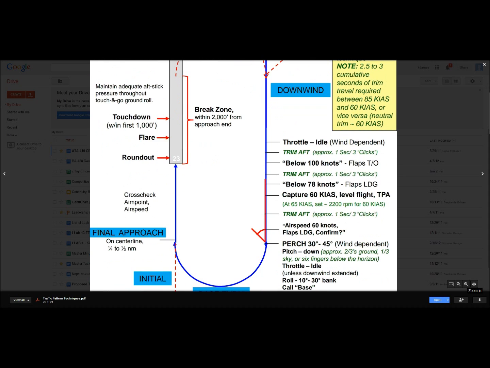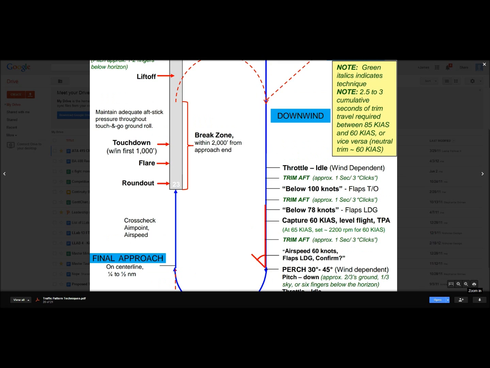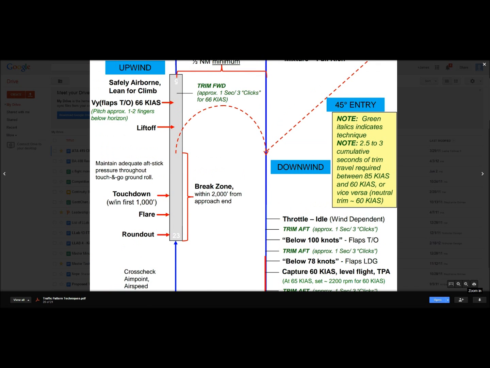So coming in on initial means you're already in the air. You just want to land and enter the traffic pattern. It's basically just a way for you to enter the traffic pattern. And then coming in, you do your break turn, come onto the downwind side.